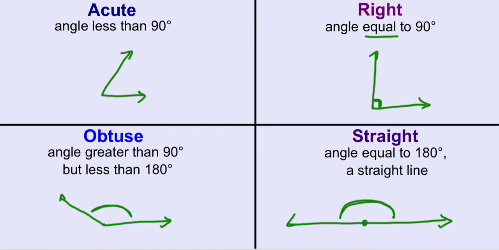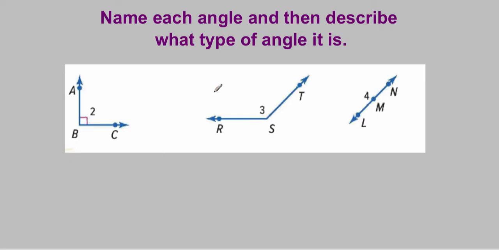And again, these should all be things that you remember from elementary school. Acute is the tiny little ones, less than 90 degrees. A right is exactly 90 degrees. Obtuse is a big, wide open one. It's greater than 90. And a straight angle is a straight line, meaning it's equal to 180 degrees. So you should have these three examples there in your notes.